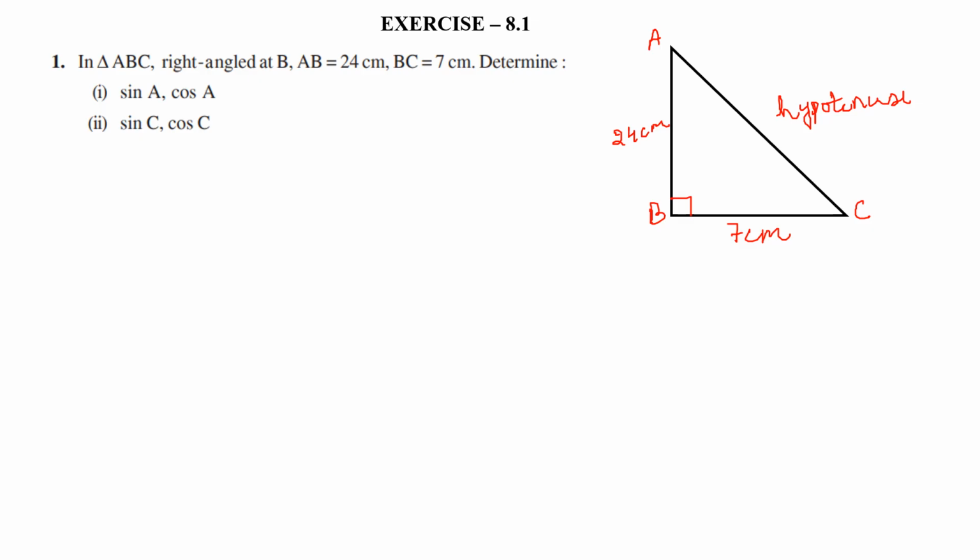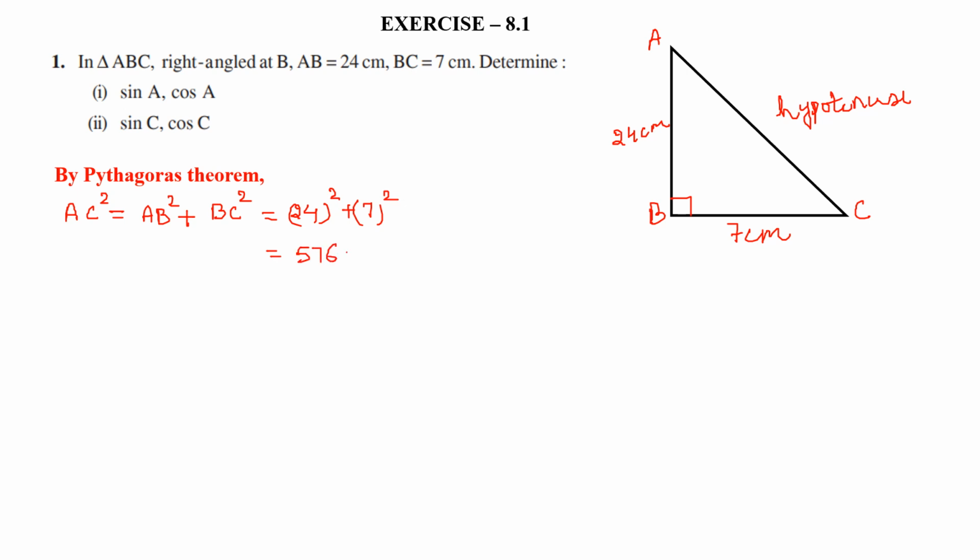So we know that by Pythagoras theorem, if measure of two sides are given, third side we can find out, isn't it? So by Pythagoras theorem, square of the hypotenuse is equal to sum of the square of the other two sides. So I can write AC square equal to AB square plus BC square. And AB square is 24 whole square, BC square is 7 square. Now 24 whole square if you do, you will get 576. 7 square is 49 and if you add it you will get 625.